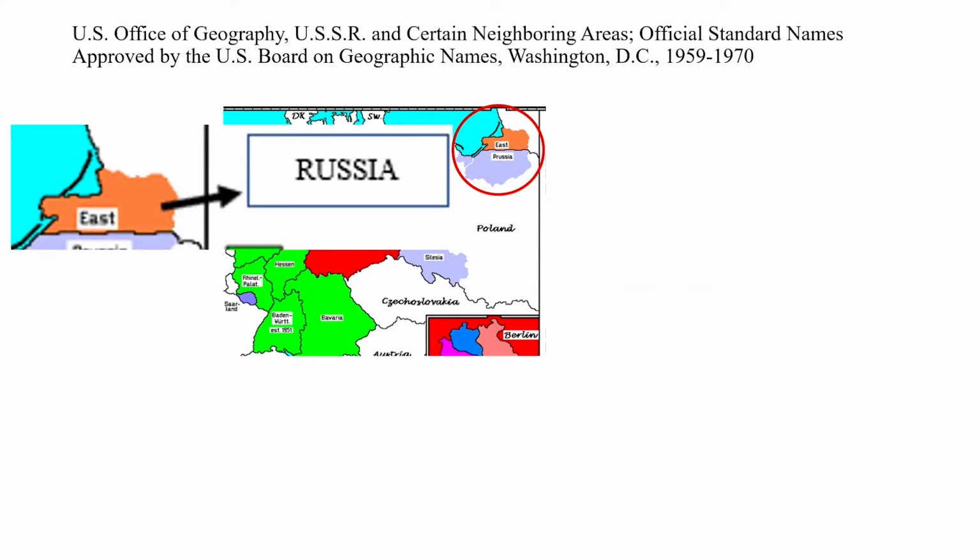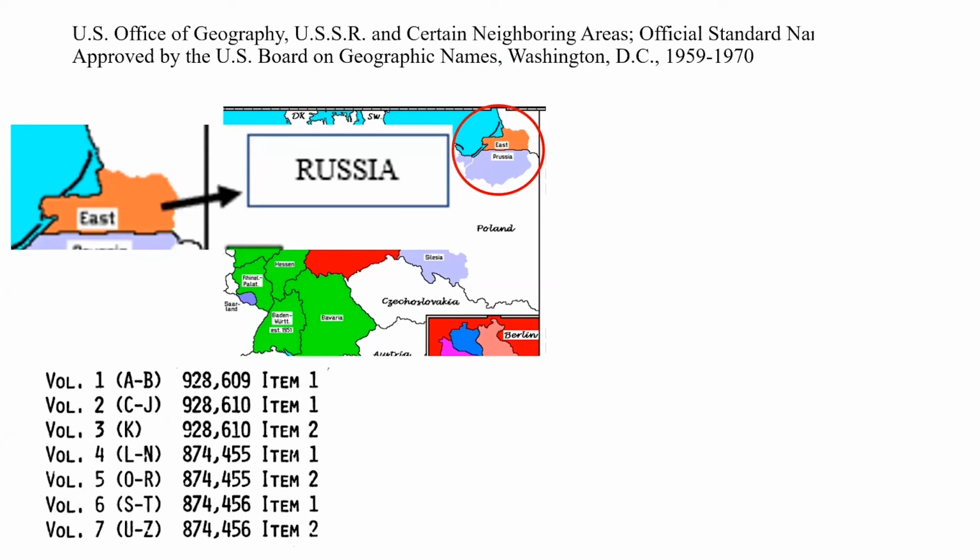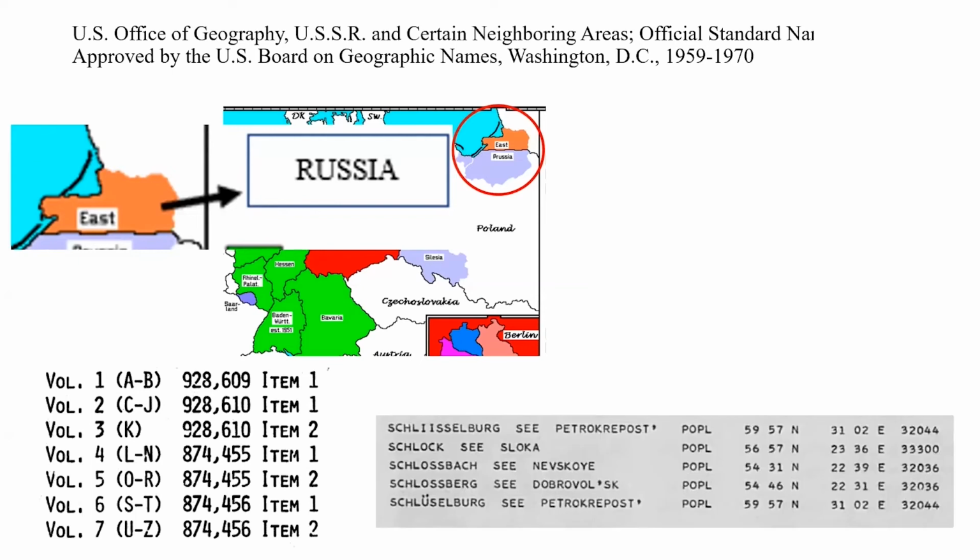There is a U.S. resource called the U.S. Office of Geography, USSR, in certain neighboring areas, official standard names approved by the U.S. Board on Geographic Names. It is a 7-volume work that is digitized on the following Family History Library microfilms. The towns are listed alphabetically, followed by the word "see," followed by the new Russian name of the town.